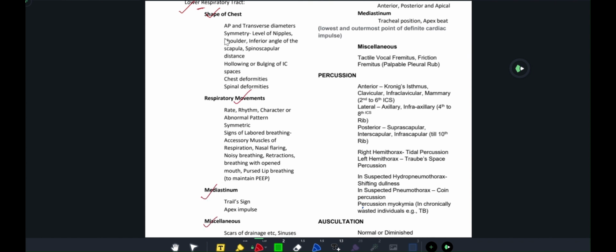In the shape, what do you want to look for? The first things are the diameters. Then you look for the symmetry, both the sides. Then you look for the intercostal spaces, hollowness or bulging of that, any deformities, any spinal deformities, any chest deformities. So what exactly? Let's go to Mehta and understand.